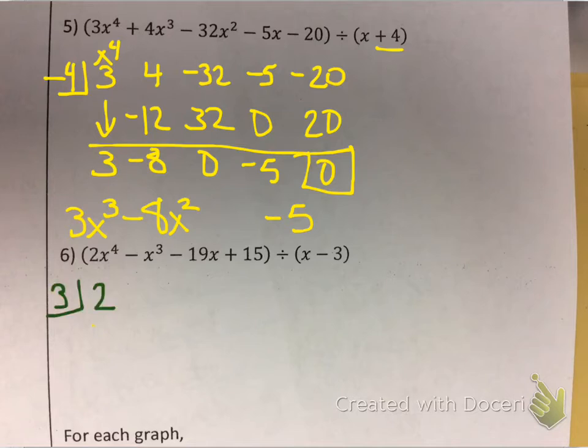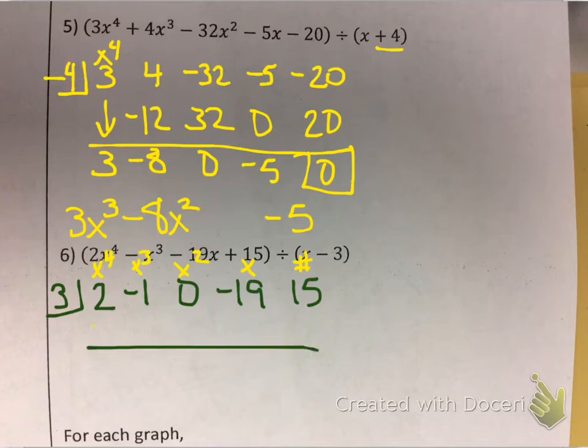I've got a 2, a negative 1. Okay, it goes x to the fourth, x cubed, then there should be an x squared. So I have an x squared here. Oh, no. There we go. So I'm putting a 0 for the x squared. Then it's negative 19, then it's 15. So x to the fourth, and then I went x cubed, x squared, x number. Always keep that in mind.